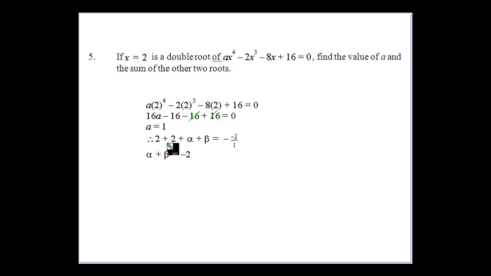Also, because it's a double root, well, 2 of the 4 roots is 2. So we said, well, 2 plus 2 plus alpha plus beta, that would be the sum of the 4 roots, which allows us to get alpha plus beta by itself, which is minus 2, just by doing our manipulations once we've got the value of A being 1.